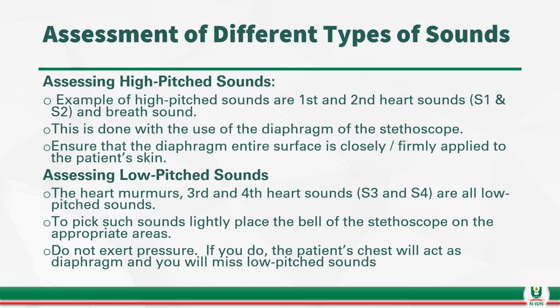Assessing low pitch sound: the heart murmur, and the third and fourth heart sound, known as S3 and S4, are all low pitch sound. To pick such sound, lightly place the bell of the stethoscope on the appropriate area. Do not exert pressure. If you do, the patient's chest will act as a diaphragm and you will miss low pitch sound.